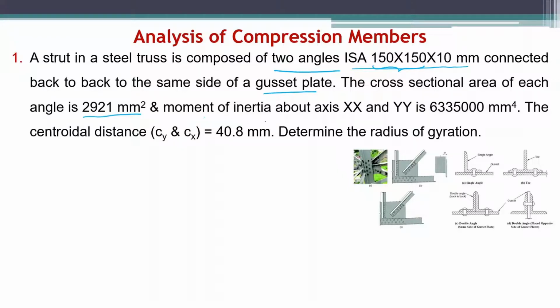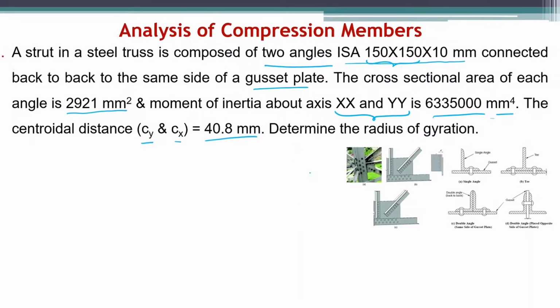And the moment of inertia about axis xx and yy is 633,500 mm^4. Since it is an equal angle, the moment of inertia about both xx and yy axes is the same. The centroidal distances Cy and Cx are 40.8 mm. Determine the radius of gyration.